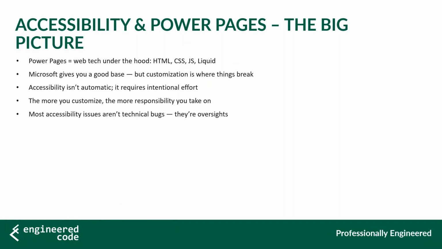And to be clear, this isn't about bad intentions. Accessibility issues don't usually happen because someone set out to break something. They happen because we don't think to test, or we assume things just work out of the box, or we're rushing to meet a deadline. So in reality, Power Pages won't stop you from failing accessibility tests, but it also won't stop you from doing it right.